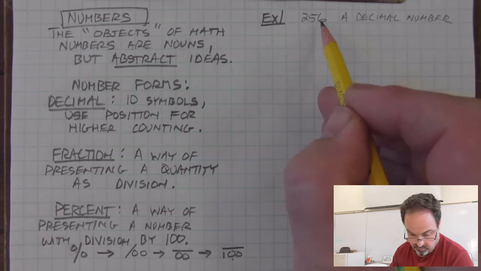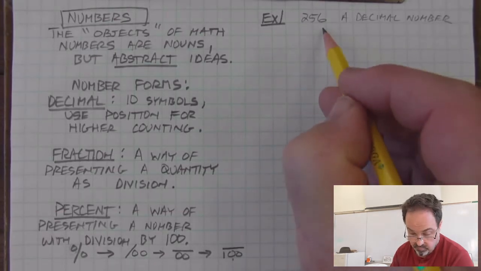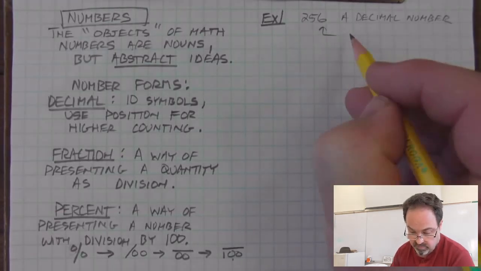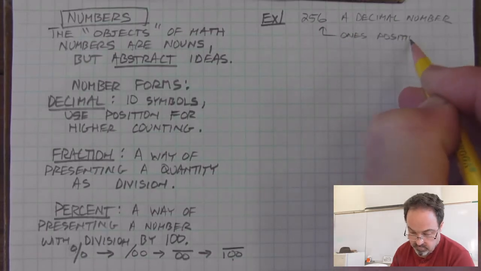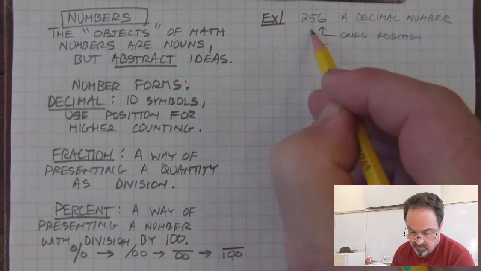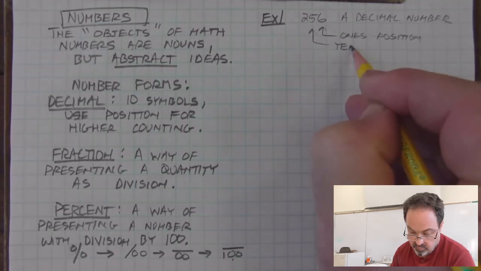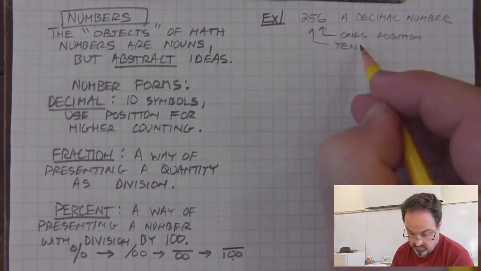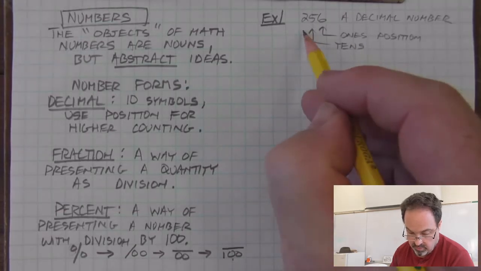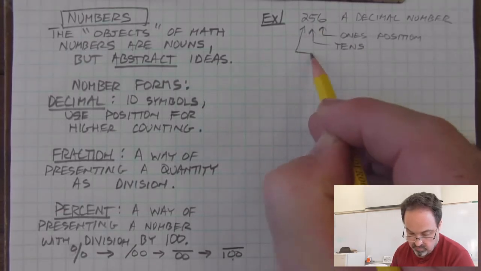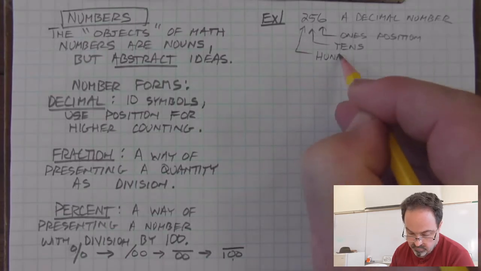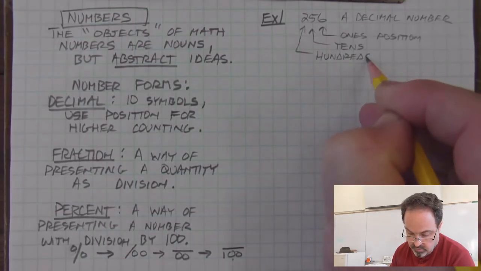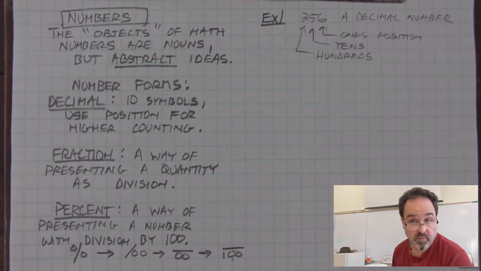And we use different symbols in positions for different meaning. For example, this 6 is in the ones position. This 5 is in the tens position because it is the quantity of tens in this number, and we have the position here being used with the 2 for the quantity of hundreds. But this decimal number has no decimal point.